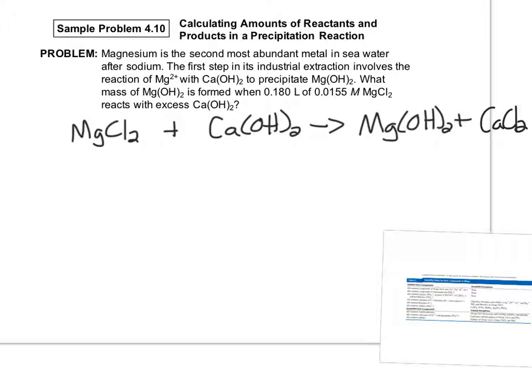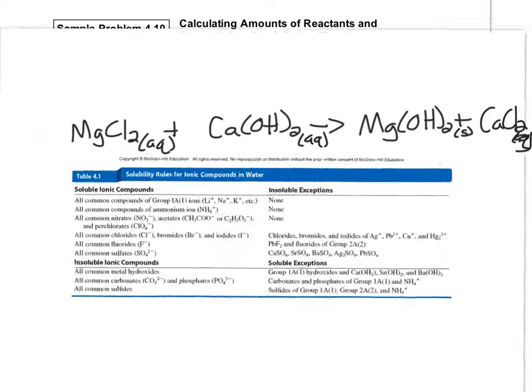And now I have to include the physical states of these things. Let's check it out. This is going to be aq. This is going to be aq. Those are both soluble. This is going to be a solid. They told me it was a precipitate. This is going to be aq. Now, how did I know that? I used the solubility rules. Let me show you. I've got them down here.